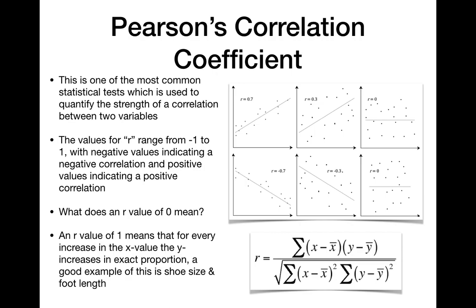Okay, so if you have an R value that's exactly equal to 1, then for every increase in the X value, the Y value is also going to increase in exact proportion. A good example of a positive relationship here would be shoe size and foot length. Every increase in foot length should equal an equal increase in shoe size.